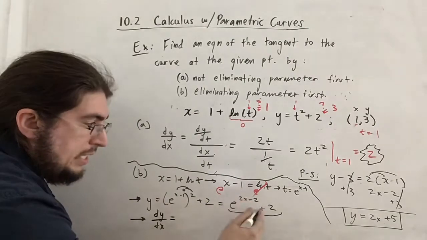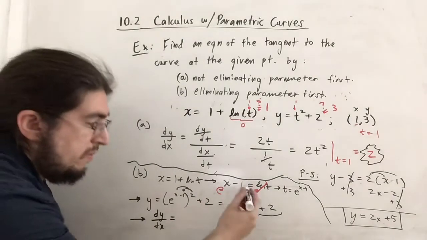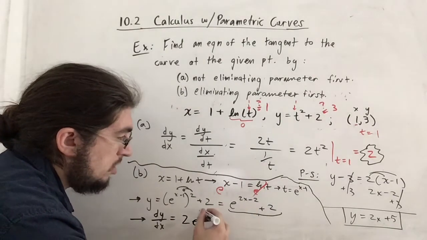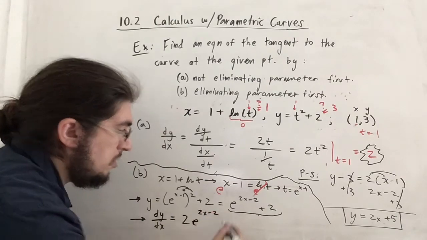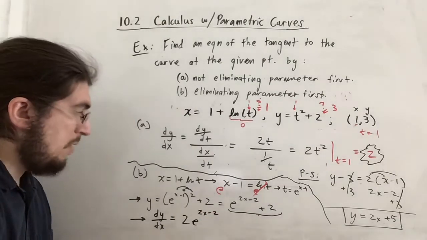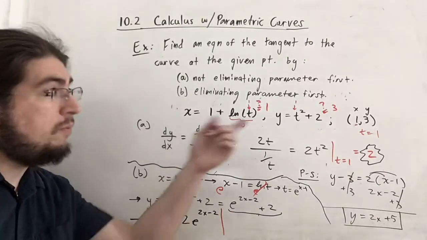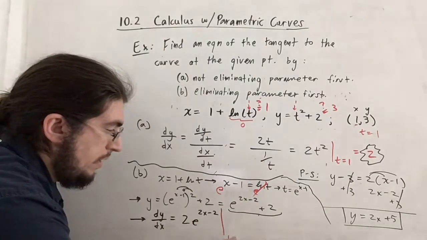The derivative of this is itself because it's e, but then by the chain rule you have to multiply by the derivative of the power, which is 2. So it's 2e^(2x) minus 2, and that plus 2 goes to 0 because it's a constant term. And then what do we evaluate this at? We have to evaluate this at the x value of the point, which is 1.